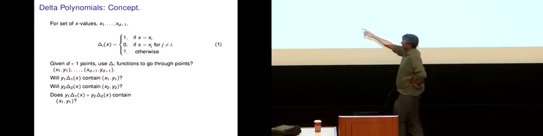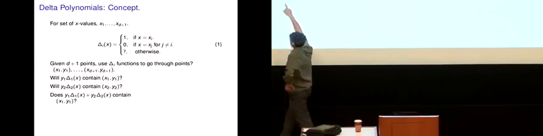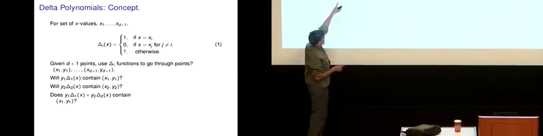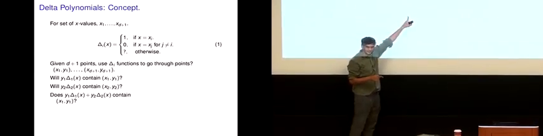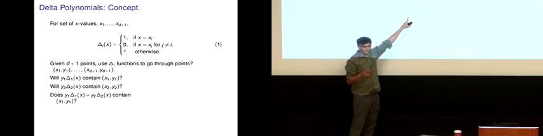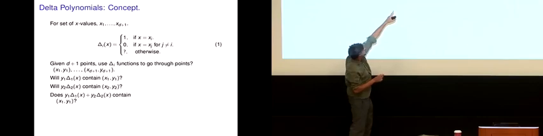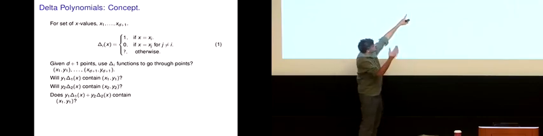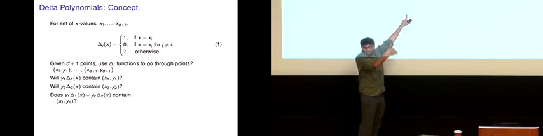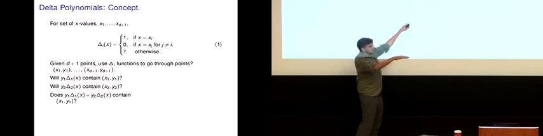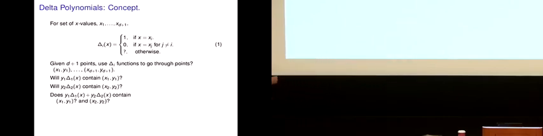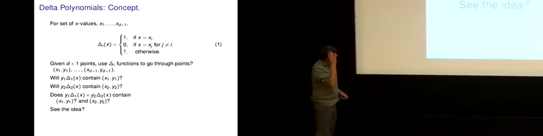Wait, we knew that y1 times delta 1x goes through this point, but now we're adding something. Why doesn't this mess us up? Because it's 0 at x1, right? That's what that says. It's like delta 2 is 1 at x2 and 0 at x1, right? And 0 at x3 and 0 at x4. So this doesn't mess us up, okay? And so yes, it contains that by the same idea.